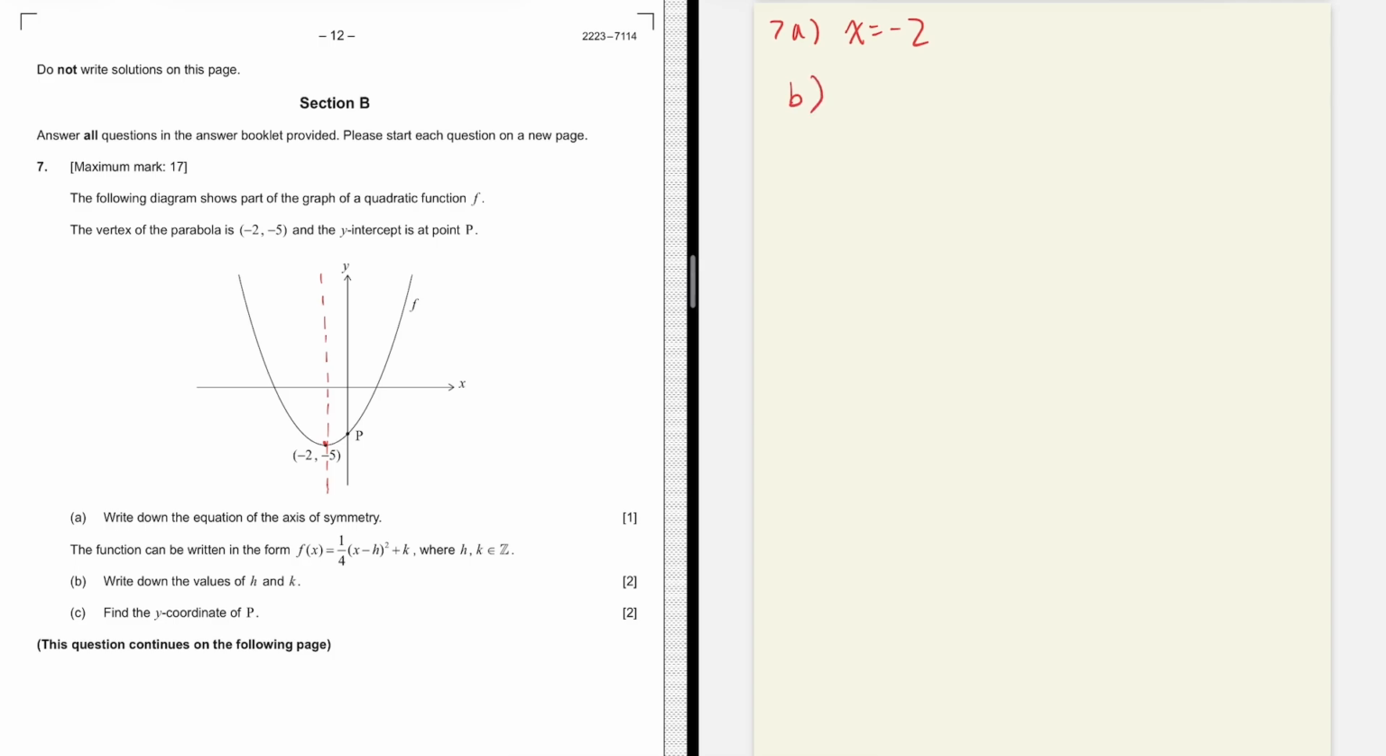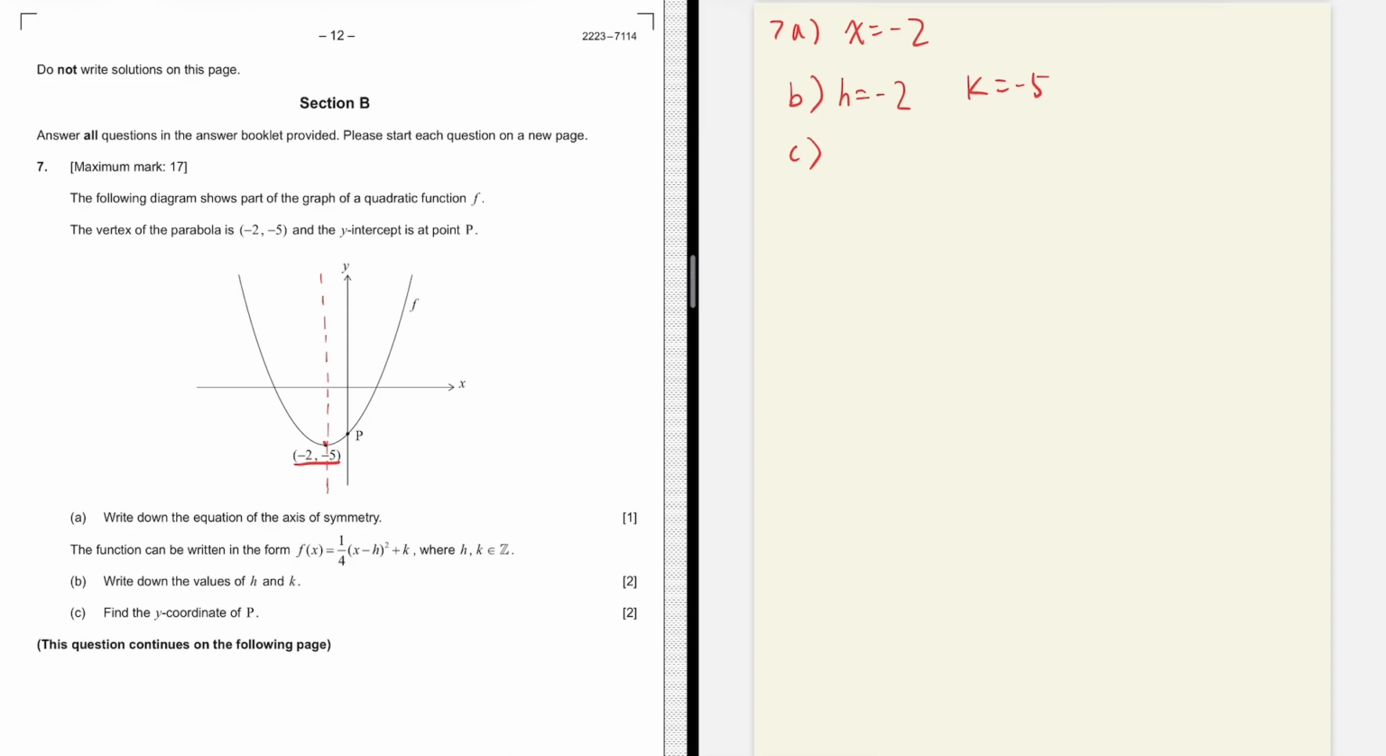Then, this form is the vertex form, so h would be equal to -2 and k is equal to -5. And again, we are using these two numbers.